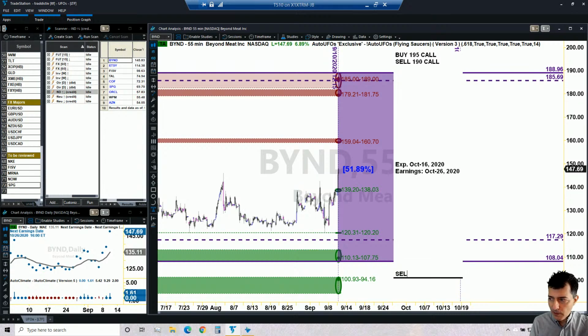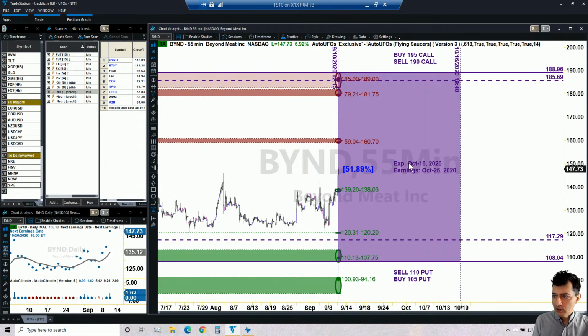Okay, and then on the bottom part, we're going to be selling the 110 put. Okay, and we're going to be buying the one below, which is the 105 put. Okay, so this is the trade that we are putting together. So hopefully this writing helps to fully understand the trade. Okay. Cool.